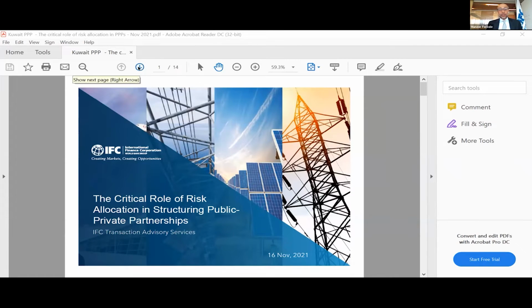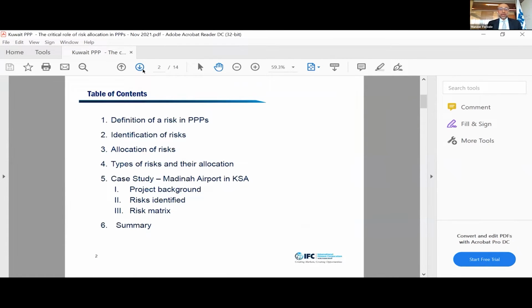So let me go through what I want to discuss today. First of all, let's agree on a definition of risk in PPPs. Then we identify what are the risks which are usually there in a PPP project. How do we allocate those risks? What are the types of those risks? And then I'll try to conclude with a live example through a flagship PPP project that IFC structured about a decade ago, which is Madinah Airport in the Kingdom of Saudi Arabia. Very successful project. I'll give you a bit of background, the risk, and maybe I'll share the risk matrix with you a little bit.